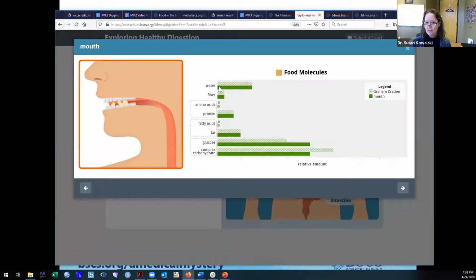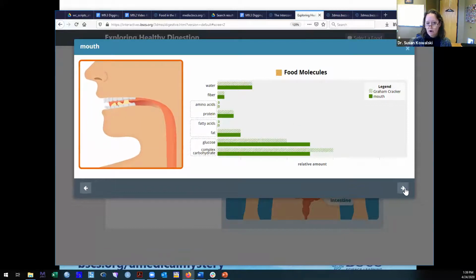So this is the graham cracker in the mouth, that's the hashed, and the graham cracker by itself is hashed, and the graham cracker in the mouth is in the solid. And you can see that glucose levels change. You actually get more glucose in the mouth than was originally present in the graham cracker, and complex carbohydrates go down. So students start to wonder about what might be the digestive function of the mouth.